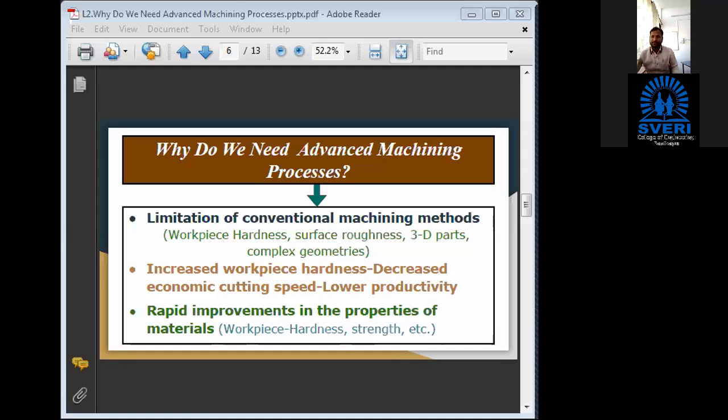Again, if the workpiece hardness increases, that will lead to a decrease in the economic cutting speed, the average cutting speed. If your workpiece has more hardness, your economic cutting speed will decrease. That means the economy of your cutting tool will decrease, and your productivity goes down.